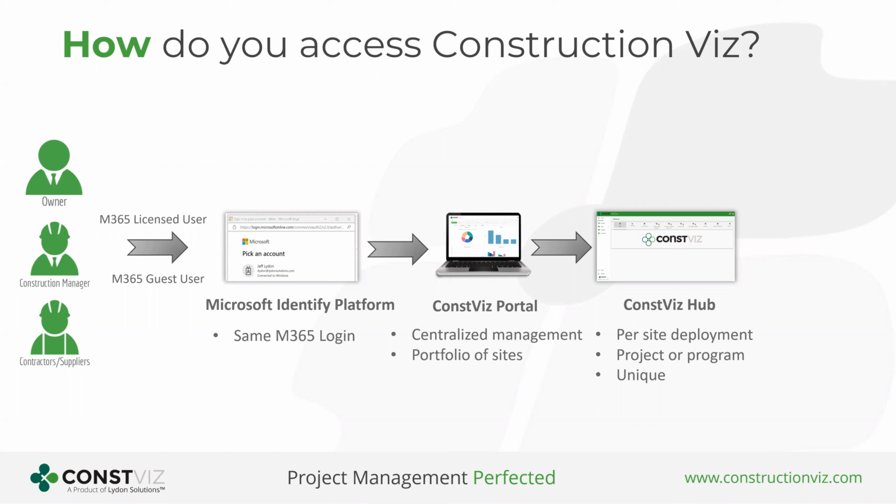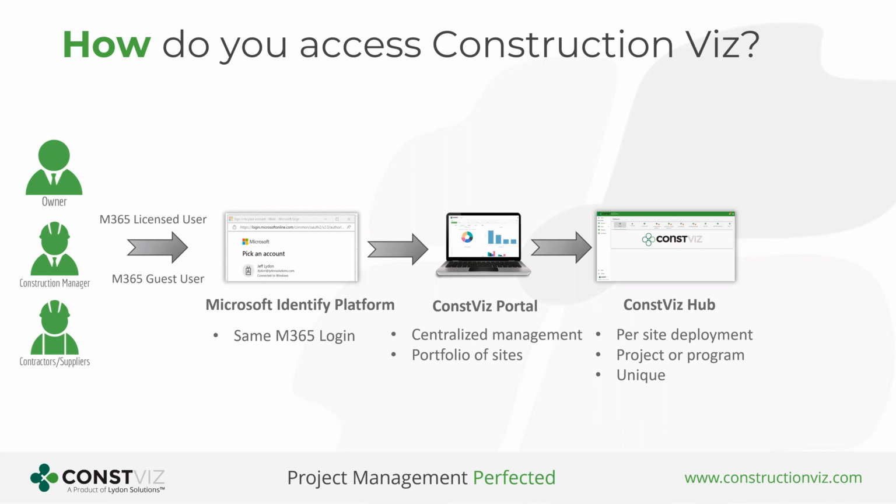And if you have many sites or a number of different project sites and different users access different sets of those sites, each user will only see the projects that you've allowed them to access. And so it creates a filtered view for them without them needing to do anything. From the portal then, a user would choose a project and click visit or enter, and they would get to the Construction Viz hub.